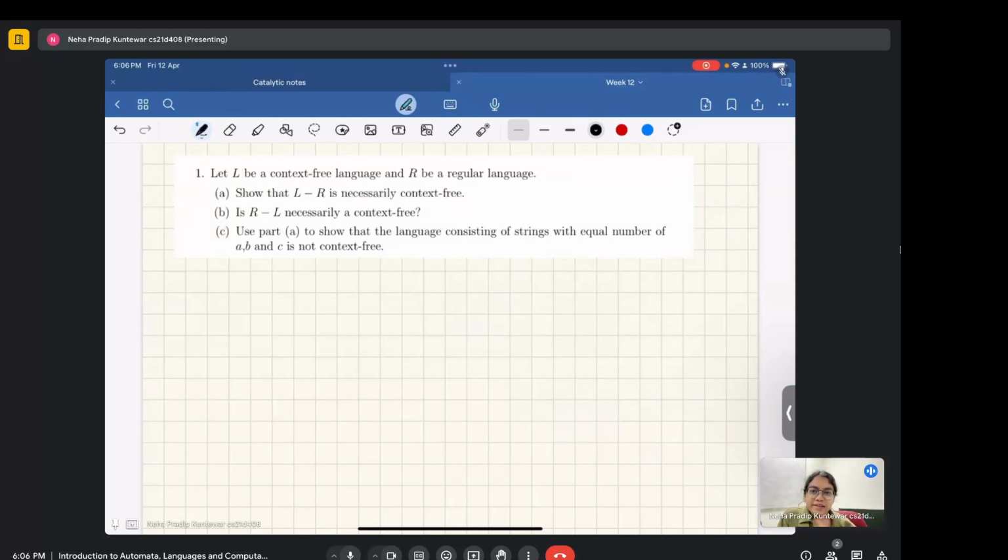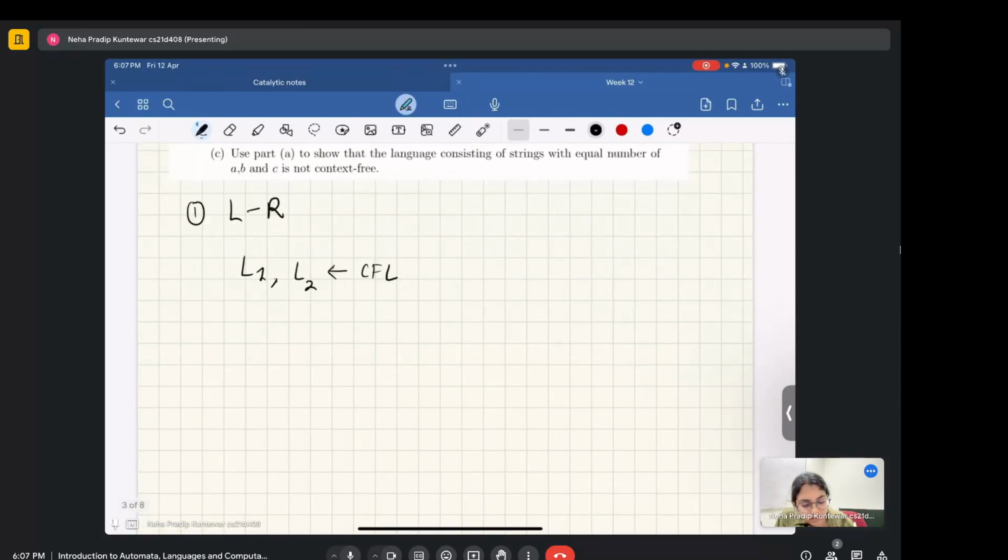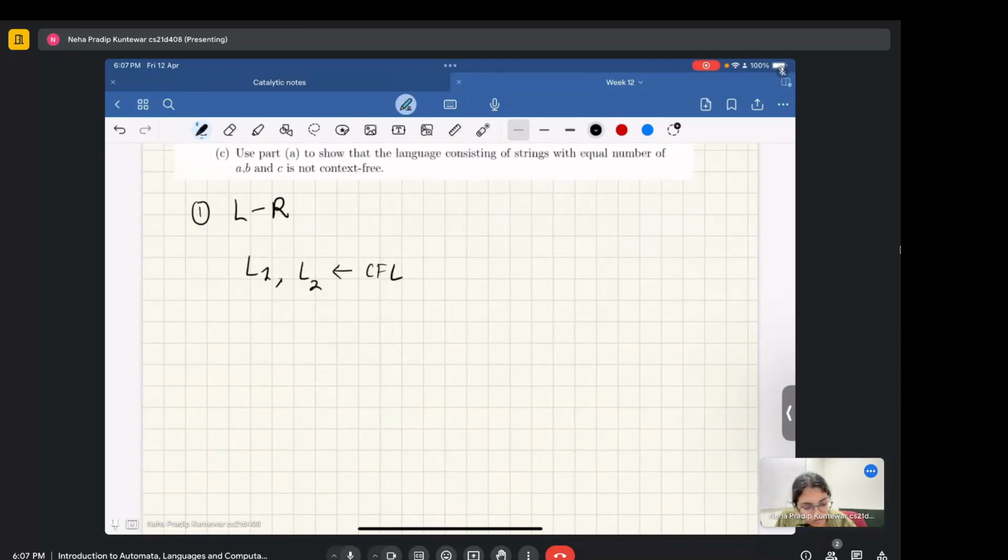Okay, so let's see the first question. Suppose that L is a context-free language and let's say R is a regular language. Now the question is, what can we say about L minus R? Is this necessarily context-free? Just to connect things, suppose L1 and L2 are two context-free languages, then what can we say about L1 minus L2? Is this necessarily context-free?